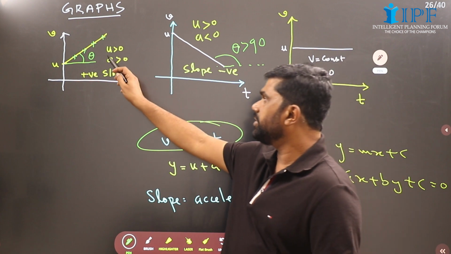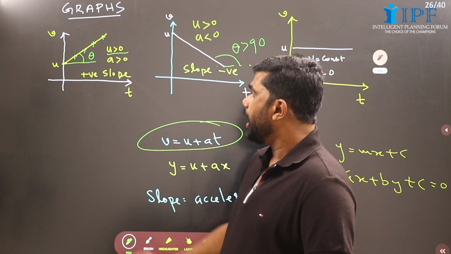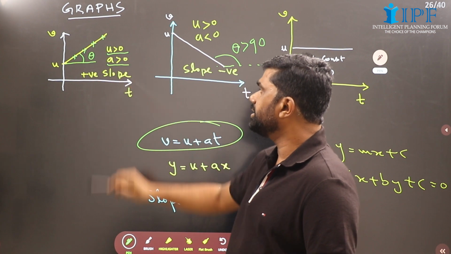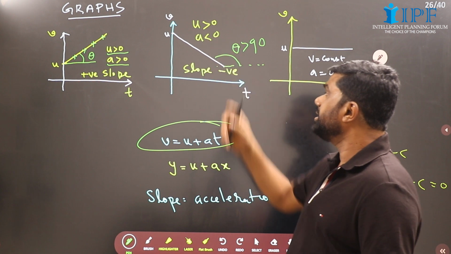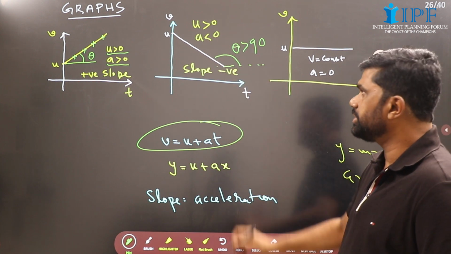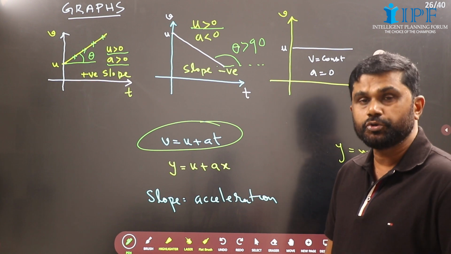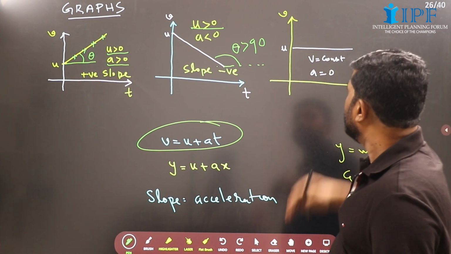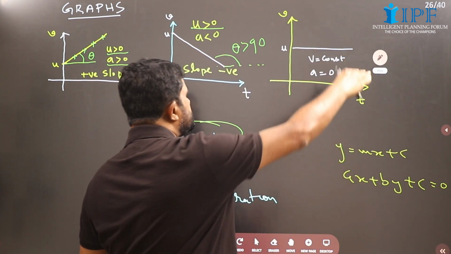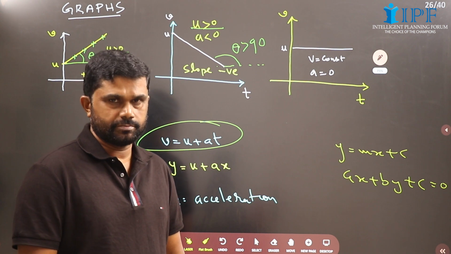So this is the graph in which the initial velocity u greater than 0 means it is positive, and acceleration a greater than 0 means acceleration is positive. Okay, and here the initial velocity is again positive, u greater than 0, but the acceleration is negative. How do you represent it is negative? A less than 0. Okay, here see, the body moves with a constant velocity, so the acceleration is 0.